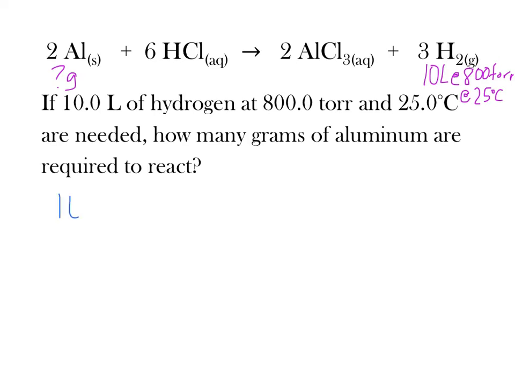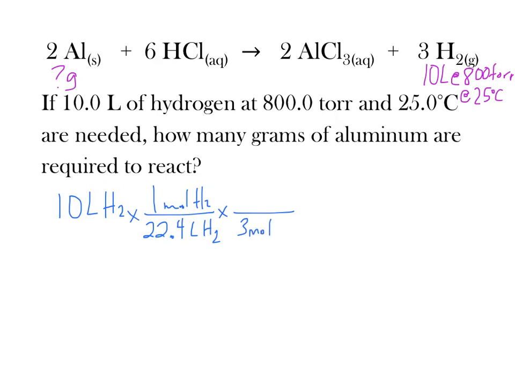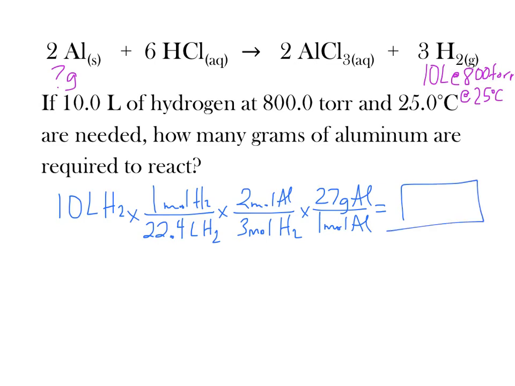I'm going to start with that 10 liters of hydrogen, and then 22.4 liters of hydrogen per mole, and then 3 moles of hydrogen per 2 moles aluminum, 1 mole aluminum for 27 grams aluminum. This is exactly like every single other problem that we've worked so far, and that's going to be my answer. The problem is it's not at STP. So 22.4 is a bogus number. It will not work because it's not at STP.